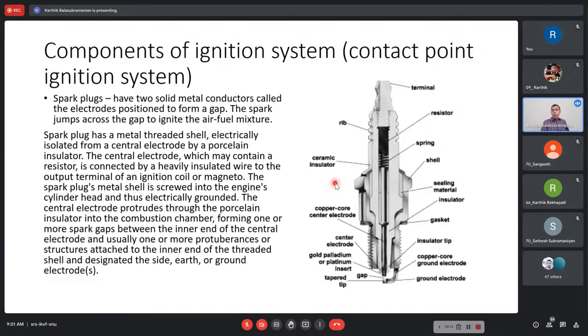Spark plug, I'm not going to get into the constructional details of the spark plug. You can read through, but it's mostly made of ceramic outer material, and other details are given. You can see here there is a ground electrode and a center electrode, and there is a gap between the two. The jump happens here. This whole thing is inserted into the cylinder, and the jump of current happens here. You get this spark, and that ignites the fuel air mixture. So you can read through the details.